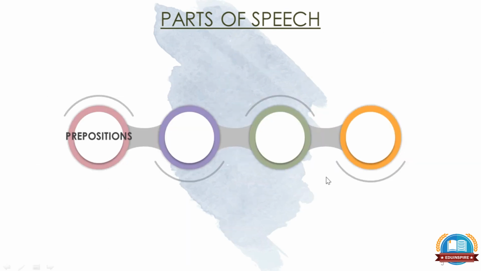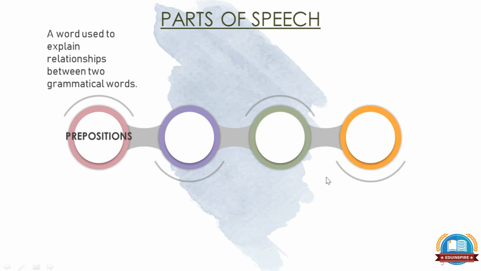Our next part is prepositions. A word used to explain relationships between two grammatical words is called a preposition. For example, she is fond of me. They boasted about their wealth. In the first example, of is underlined, which is showing the relationship between the adjective fond and the pronoun she. And in the second example, about is underlined because it shows the relationship between the verb boasted and the noun wealth.